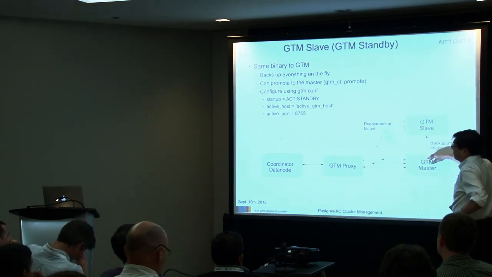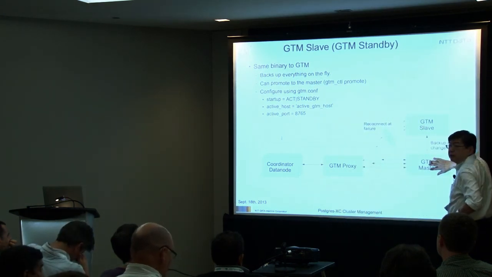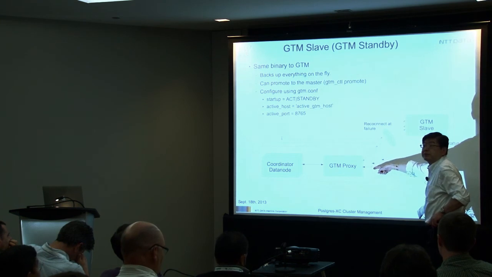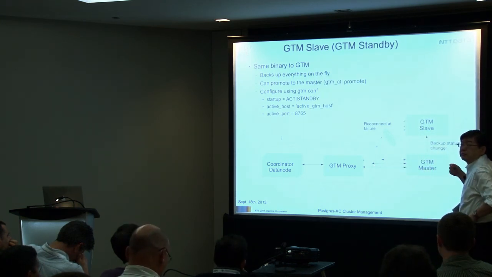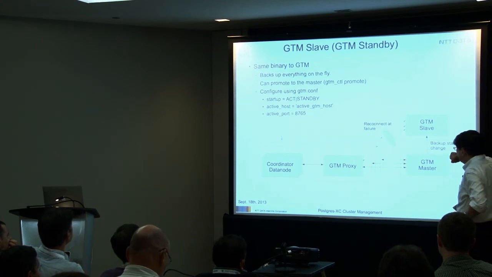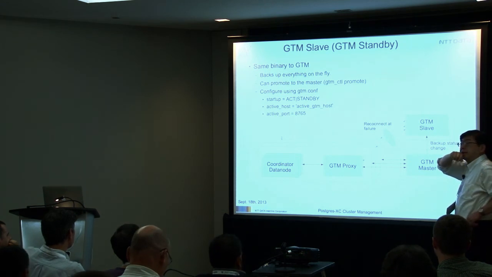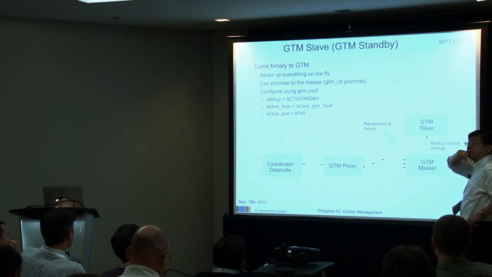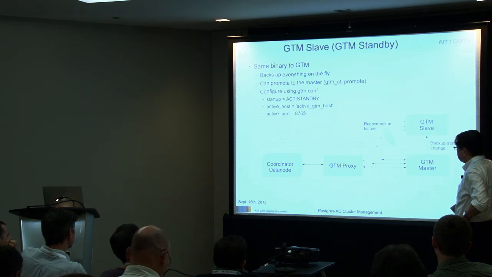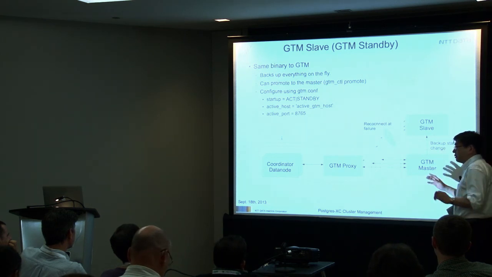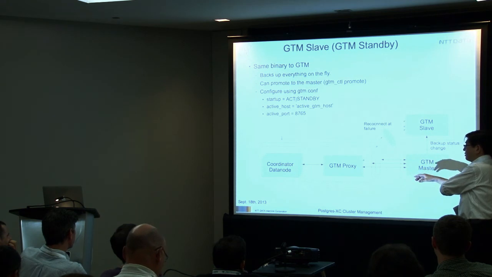But the message is sent before the GTM master sends the acknowledgement to the proxy. Right, but if it doesn't wait for the slave to acknowledge, then the message could be lost. And the master could then fail, and the slave state would not be up to date. Let's see. Yeah, so I'm sorry, my explanation was not correct.